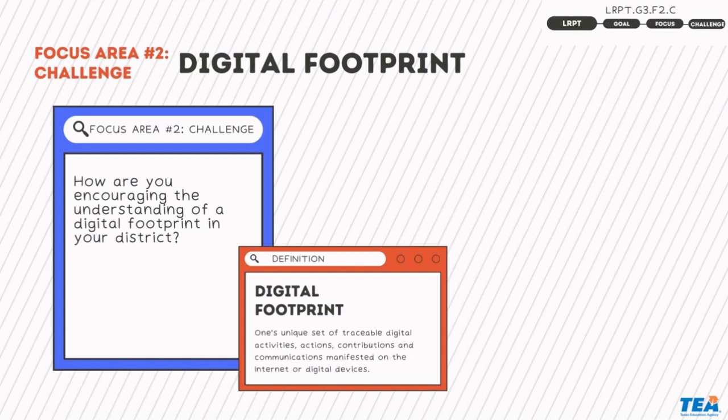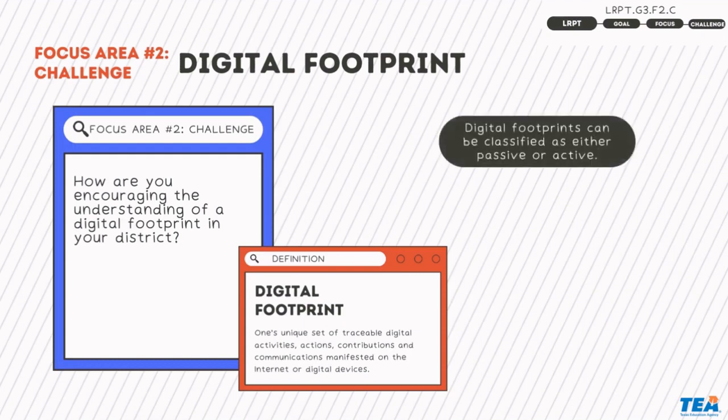Before we think about the actions you can take, let's reflect on your goals. First, identify how we describe a digital footprint, also known as digital reputation. Also, remember that digital footprints can be classified as either passive or active. This is an important trait to include when developing content for instruction in this area.